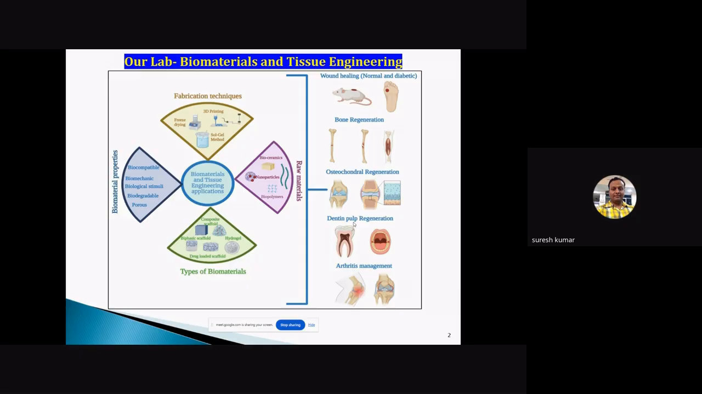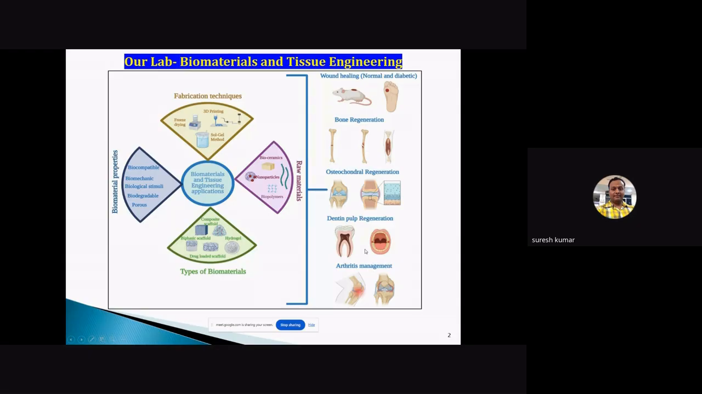If you come to the application point of view, there are 5 applications. Today I'm going to talk majorly on wound healing aspects. Apart from wound healing, we are doing some preclinical research in animal-based models, such as a critical size bone defect model in bone, a chondral defect in a rat animal model, and dental pulp regeneration with collagen-based materials as an alternative therapy for root canal treatment.